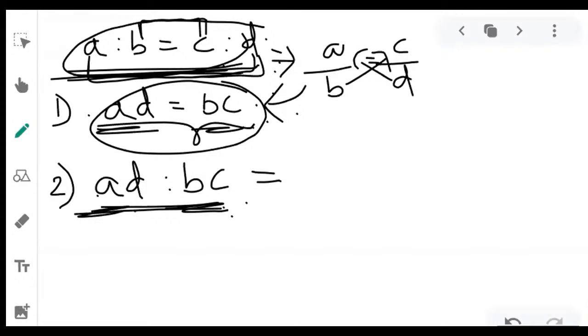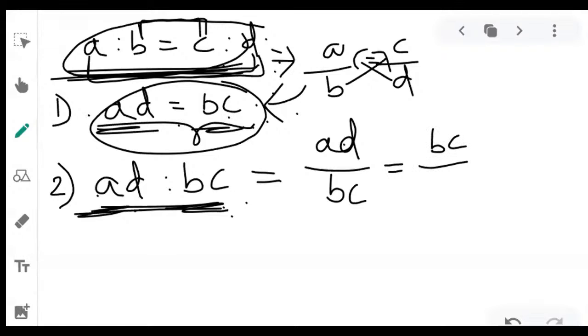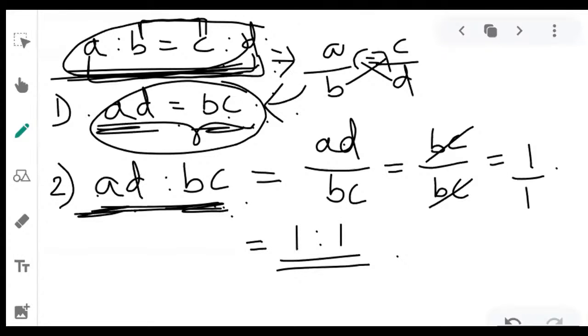What can I write this as? AD by BC, right? In AD by BC, what is AD equal to? BC again, right? So it's both the same. So that is equal to 1 by 1. So AD is to BC is equal to 1 is to 1. Can I say that? Bhavani, does it make sense? Yes, ma'am.